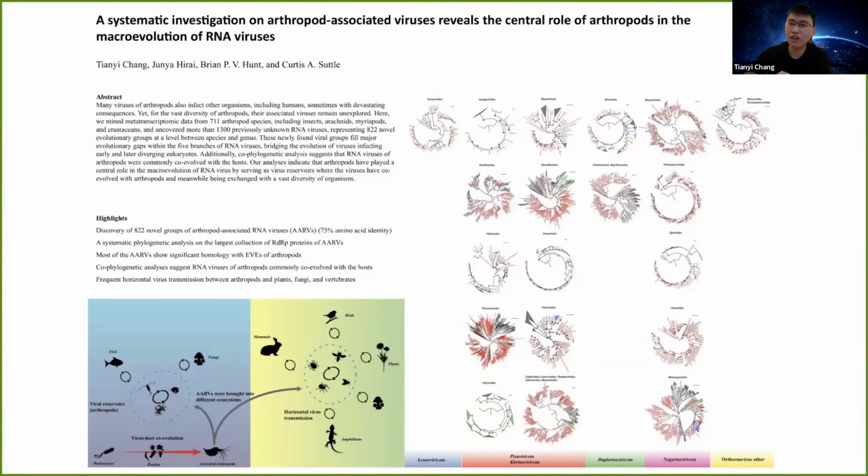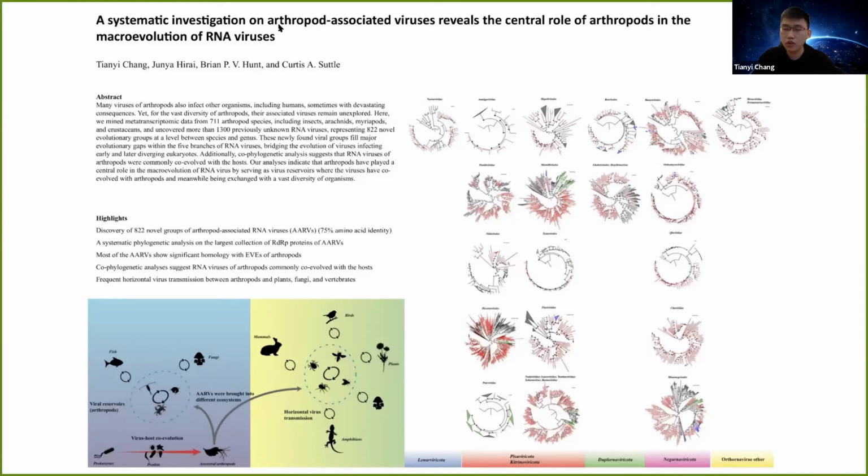Okay, hello everyone. My name is Kenyi Chang. I'm from Curtis Suttle's lab at UBC. Arthropods are the largest group of animals on Earth, and they have broad ecological connections with different organisms, and you can find them almost everywhere. But in the past, we mainly focused on those arboviruses that infect humans and economic plants and animals, so we actually missed the true picture of their virome.